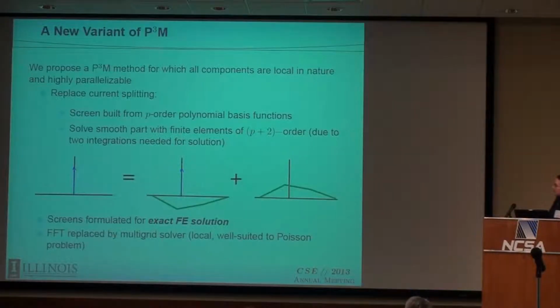And the neat thing about that is because we're using this specific space with the p plus 2, we're formulating it so this finite element solution is exact. So the potential we're looking for, which is 2 orders higher than our screens, is in this finite element space that we're looking for solutions in. And then we can replace that FFT with a multigrid solver, which has a lot better parallel scaling. And it's really well suited to the Poisson problem.